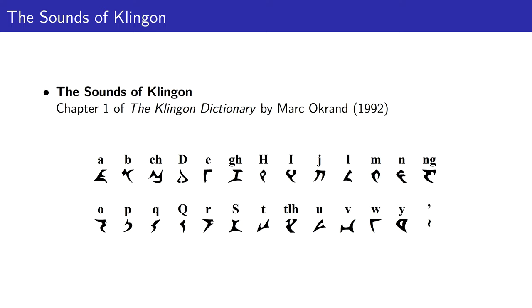The Klingon alphabet consists of 26 letters. Of these 26 letters, 5 are vowels, and the remaining 21 are consonants. There are 2 orthographies commonly used to write Klingon. In the example shown here, we have the upper row, which is the more common Latin orthography, and on the lower row, the less common pIqaD orthography. Throughout these slides, we will be showing both.